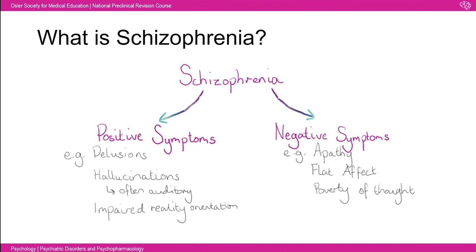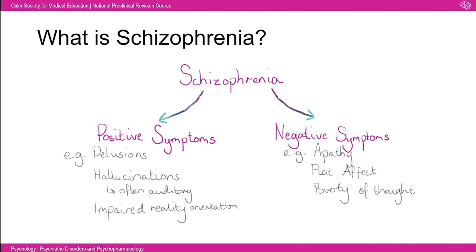So we're going to move on to what is schizophrenia. As you clearly mostly know, positive symptoms are things that are added on to someone's personality. So that includes delusions, hallucinations, and impaired reality orientation. So they're not aware that what they're experiencing isn't real, and that's quite an important part of it.